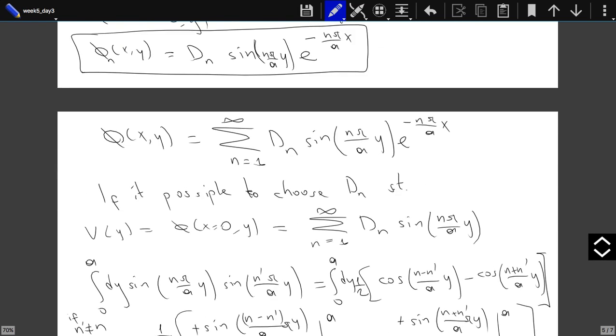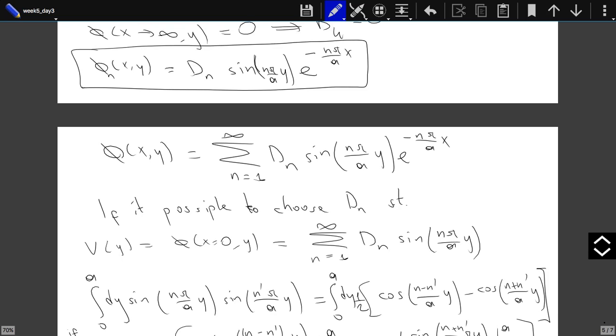But of course, there is a question that we didn't discuss over here. We should be able to find the Dn such that this sum has to be equal to Vy for the given Vy in the problem. Then the question is: is it always possible to express this function Vy as the sum of such terms?